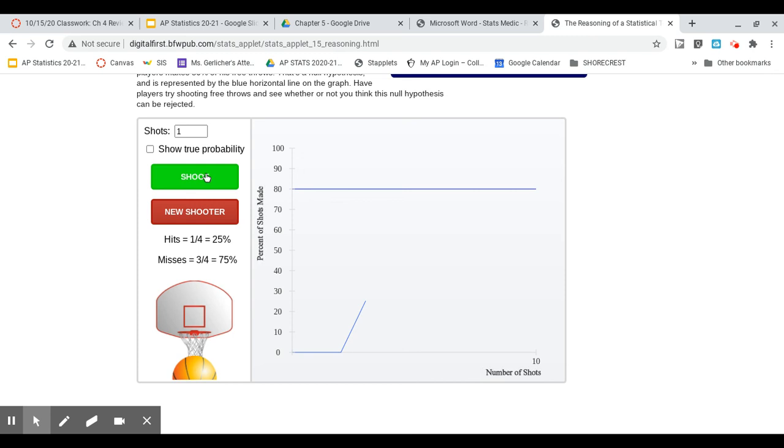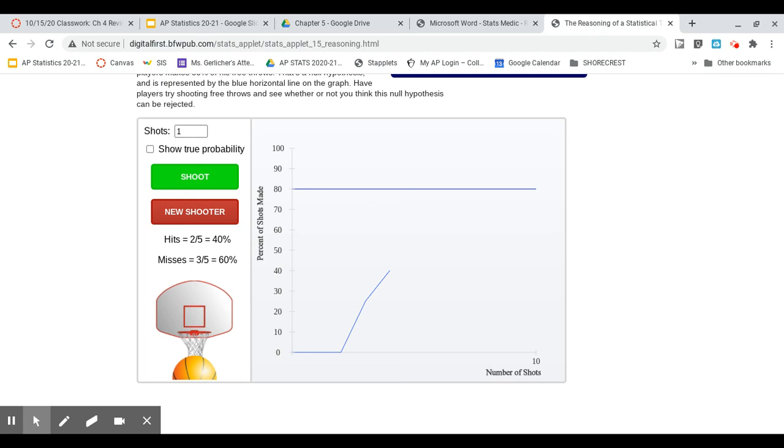Let's do one more. Her 5th shot made it in. So now she has 2 hits out of 5 tries total. That's a 40% hit rate. So now the line has gone up to 40%. Okay.